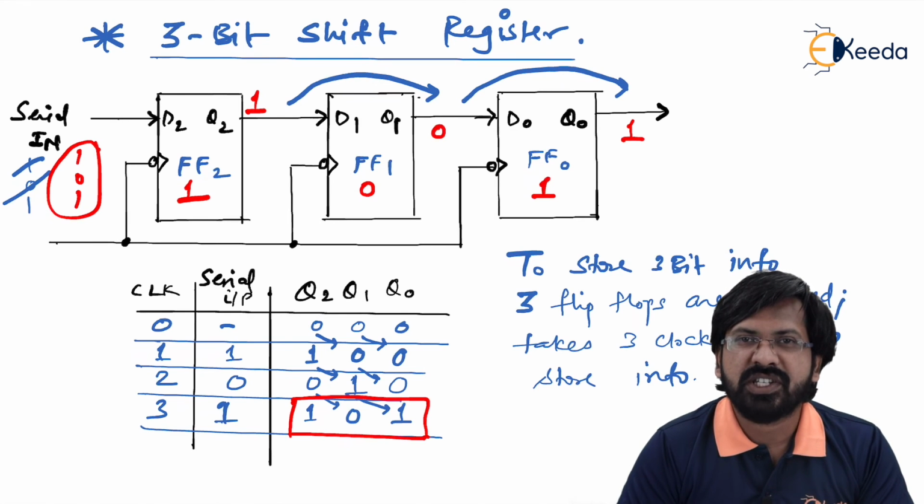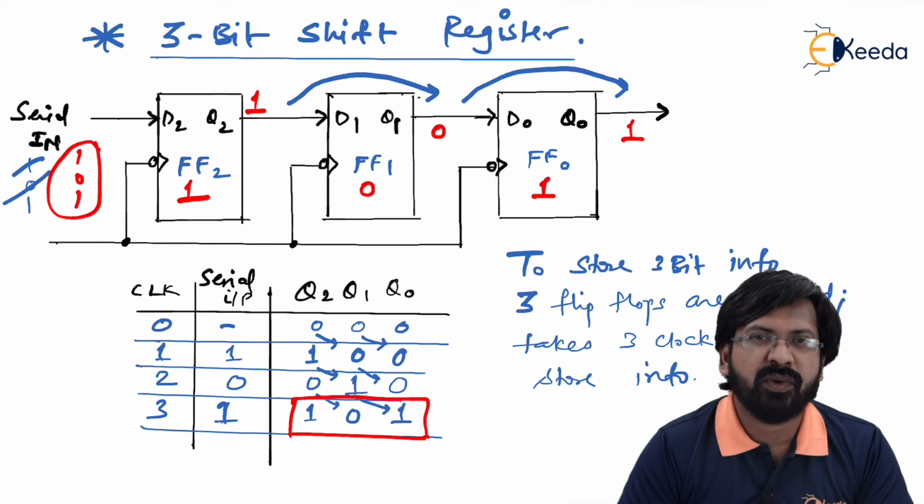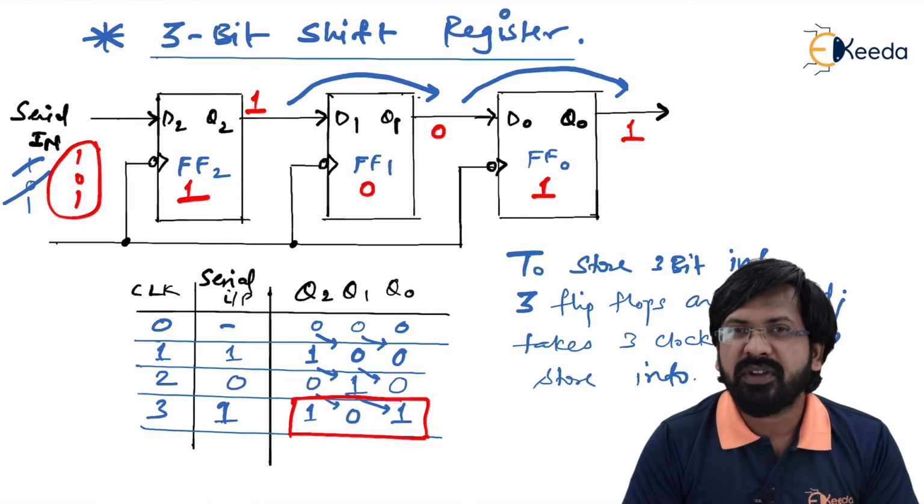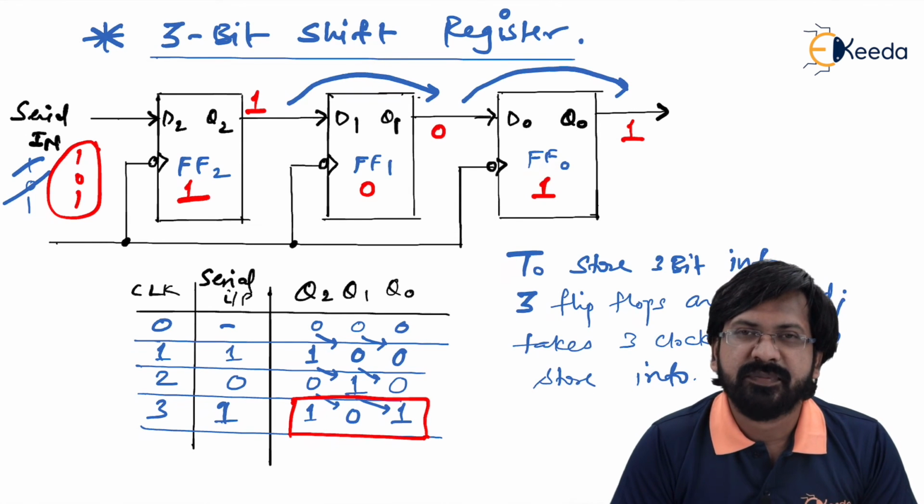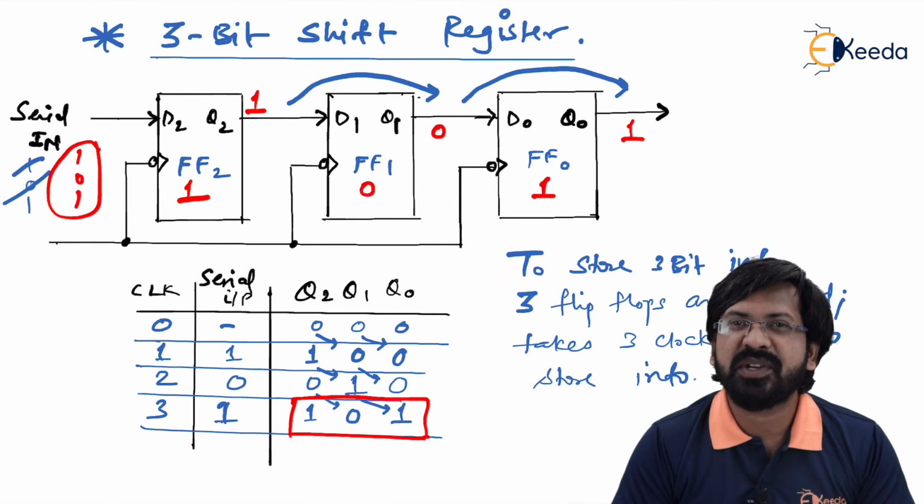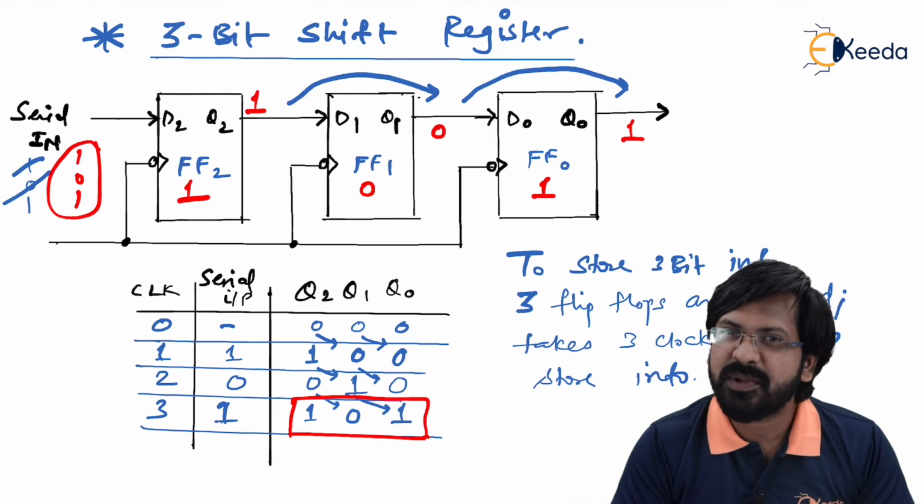A 3-bit shift register consists of 3 flip-flops. Information was also 3-bit. To store 3-bit information, you require 3 clock pulses. Now we have to make this generalized. What if you got an n-bit shift register? N-bit shift register means you will have n number of flip-flops. In these n flip-flops, you can store n bits of information in how many clock pulses? Of course, in n clock pulses, right?